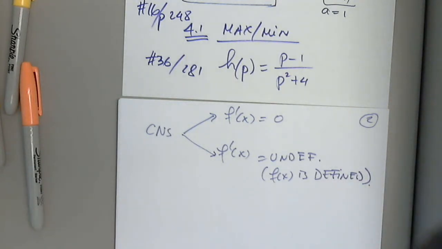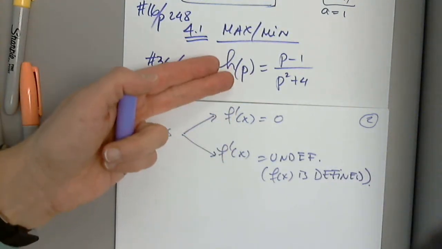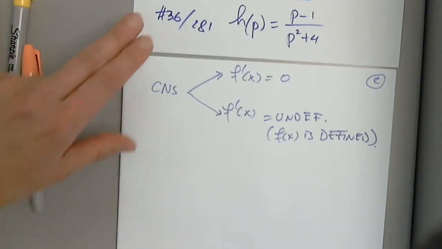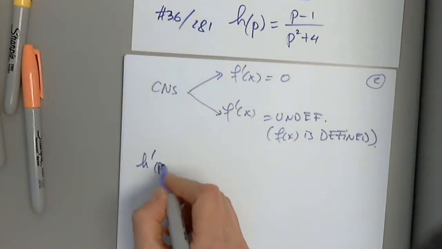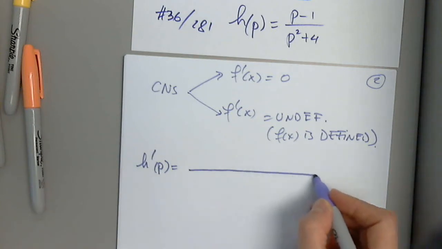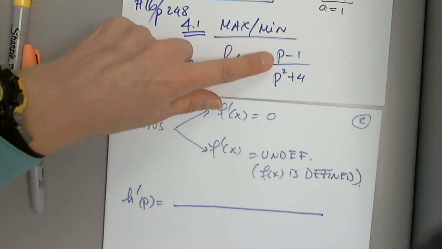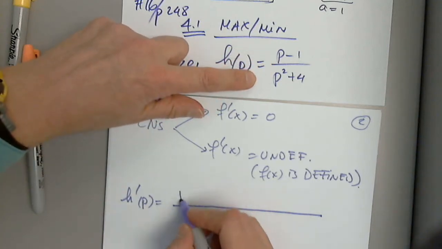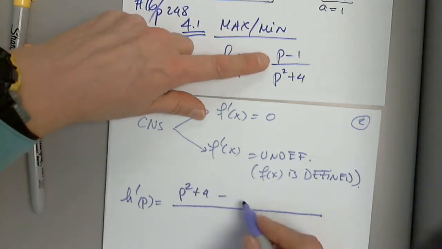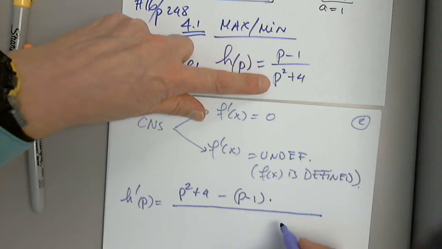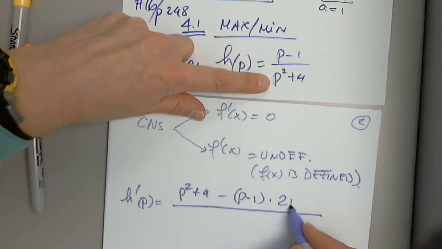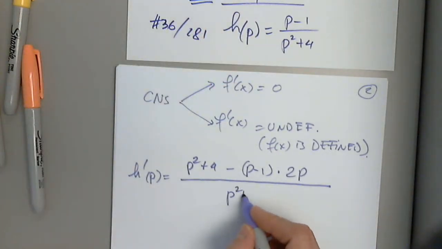Okay? So either way, I have to find the derivative. So let's find the derivative. Can anyone dictate the derivative? This is a good practice for Tuesday. Top function prime is? Very good. So then p squared plus 4 minus top function times the denominator prime. Excellent. Over p squared plus 4, everything squared. Great job.